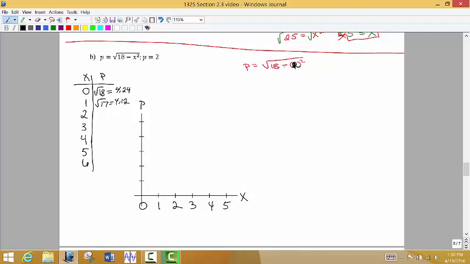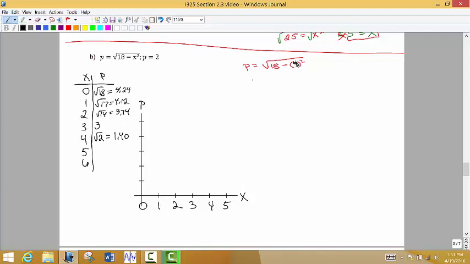If we put in a 2, that's 18 minus 2 squared, so that's 18 minus 4. That's the square root of 14, which gives us about 3.74 in our calculators. If X is equal to 3, we get something really pretty nice. That's 3 squared, which is 9, so 18 minus 9 would be 9. The square root of 9 is just 3, so that's really nice. We put in a 4, that's minus 16, so that's the square root of 2, which gives me about 1.40, so $1.40.